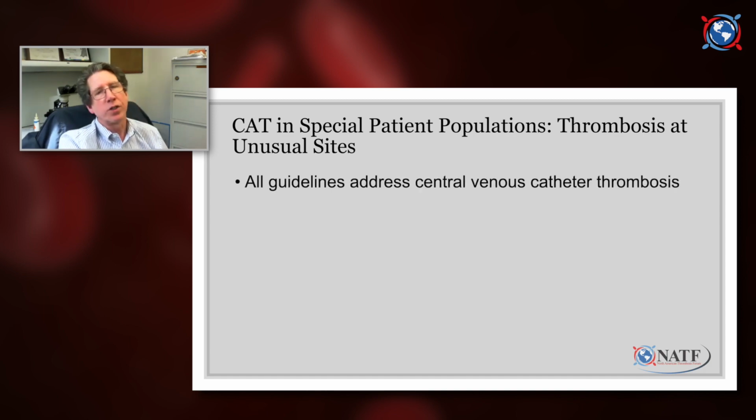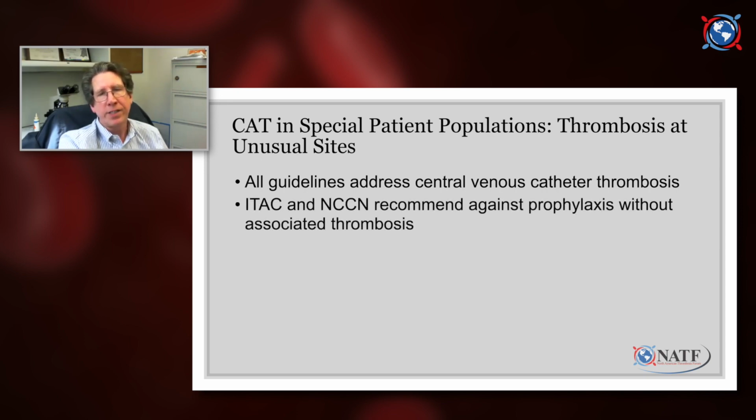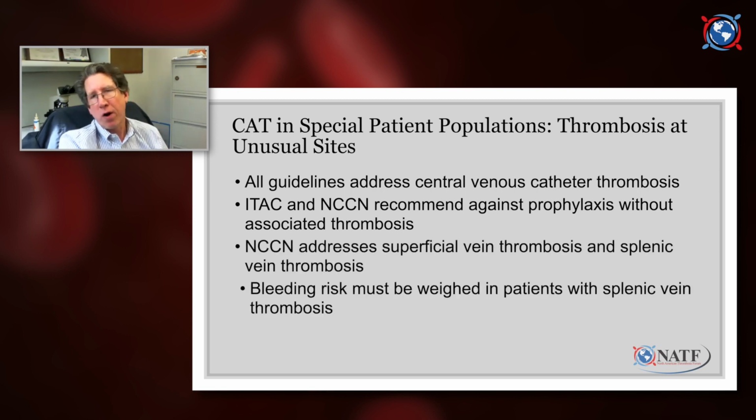All the guidelines focus on central venous catheter thrombosis and recommend primary treatment for patients that develop a deep vein thrombosis in association with a central venous catheter. ITAC and the NCCN recommend against prophylaxis for catheters without an associated thrombosis. Superficial vein thrombosis is an area of interest in the NCCN guidelines, and they make recommendations regarding anticoagulant treatment for patients that have a superficial vein thrombosis.